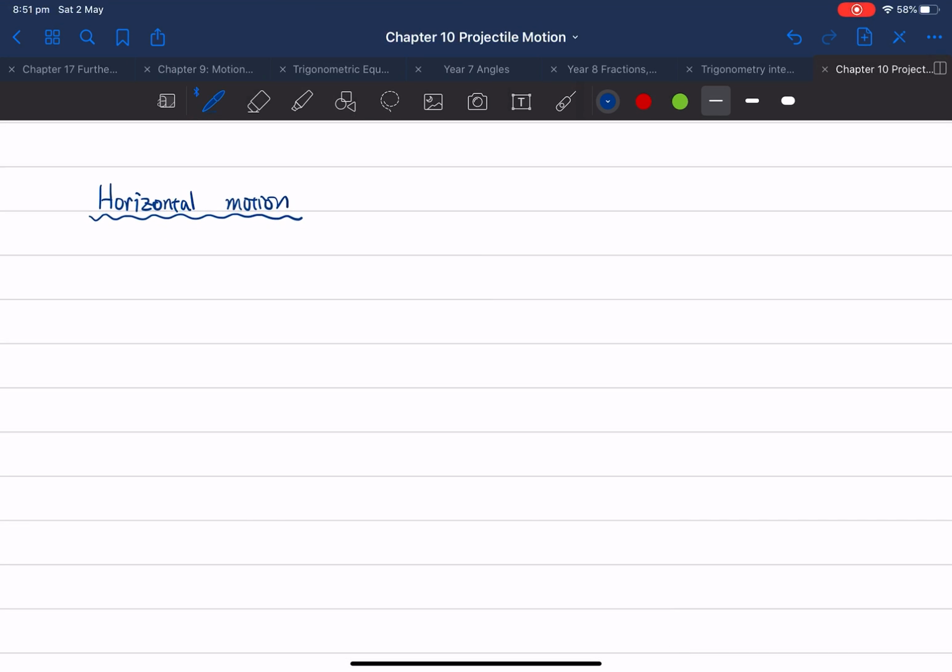So the first equation is that horizontally, there is no acceleration. Therefore, there are no horizontal forces that apply to the object. So therefore, x double dot, or the horizontal acceleration, is equal to 0. Now, this is equation number 1, which is quite useless at this stage. Now, equation number 2 is x dot, the horizontal velocity. How do we find the horizontal velocity? Well, we need to integrate.